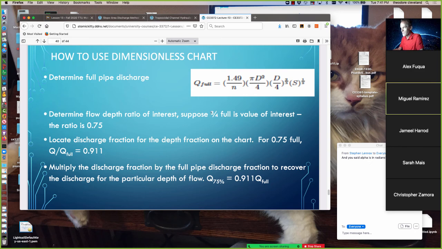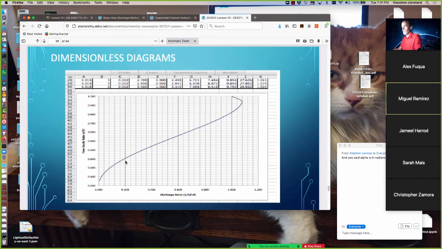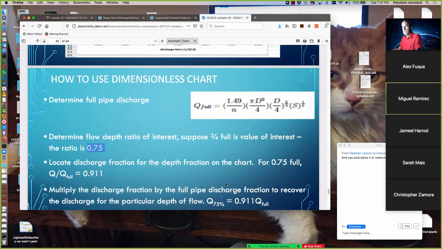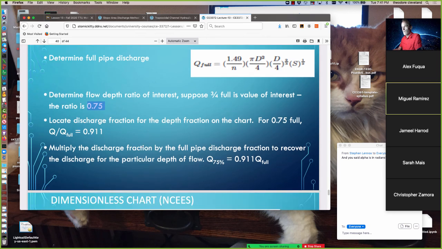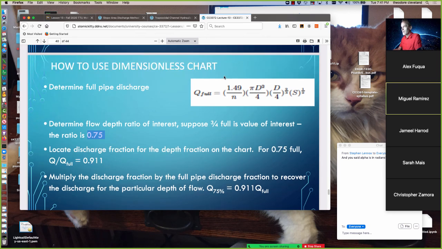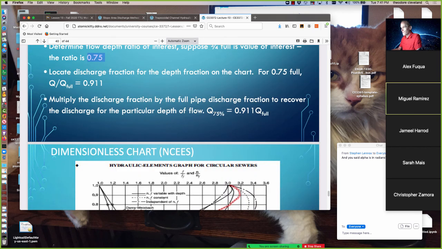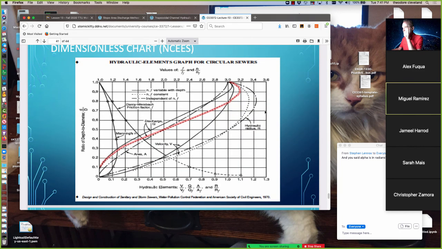And so we would determine the flow depth ratio of interest. So suppose we want to operate the thing at 3/4 full, then the flow ratio is 0.75, and we would use the chart to find out what the dimensionless discharge is for a fill depth of 0.75. So somewhere over 0.9, I think, from 0.911. So 91% for 75% full, and then we multiply that discharge fraction by the computed value for Q full. So Q at 75% fill depth is 0.91 times the discharge at full depth. And you'll see these dimensionless charts in other places.